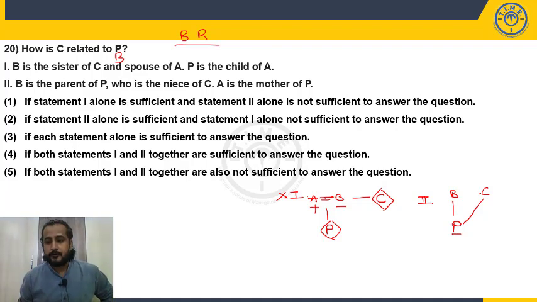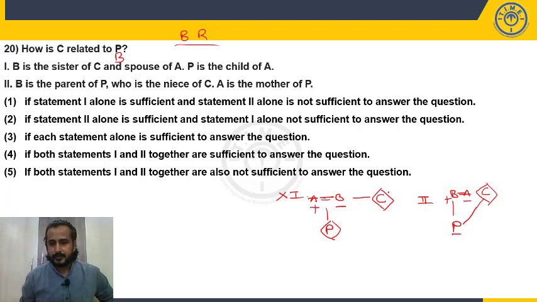Right. A is the mother of P. So A is the mother of P. Right. So B and A are a couple. So B is the male. Still we don't know whether C is a sibling of A or C is a sibling of B. But to answer how C is related to P, I must know the gender of C. But even in this case also I am unable to decide the gender of C.